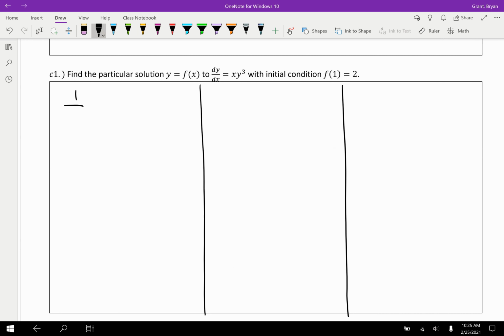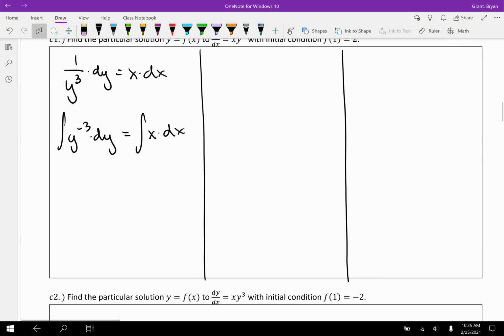Split the variable first. 1 divided by y cubed dy is equal to x times dx. We're going to take the antiderivative of each of these, but I took a quick second to rewrite my y's. We add 1 to the power, which means we need a -1/2 out front, and that's going to be equal to 1/2 x squared plus c. I'll probably take a quick second to rewrite this. I think it might be a little easier if we treat this as -1/2 times 1 over y squared.